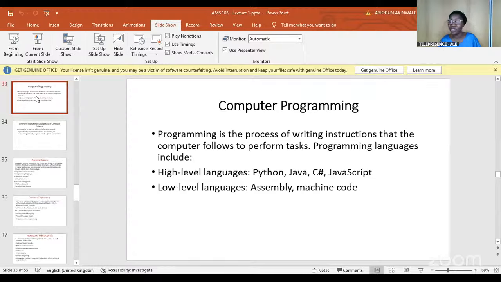Same thing with the Android you carry in your hand. The operating system there makes it function. Click on any application, whatever you request, if it is in line with the program there, it does it for you. Okay. Computer programming is the process of writing instructions that the computer follows to perform tasks.